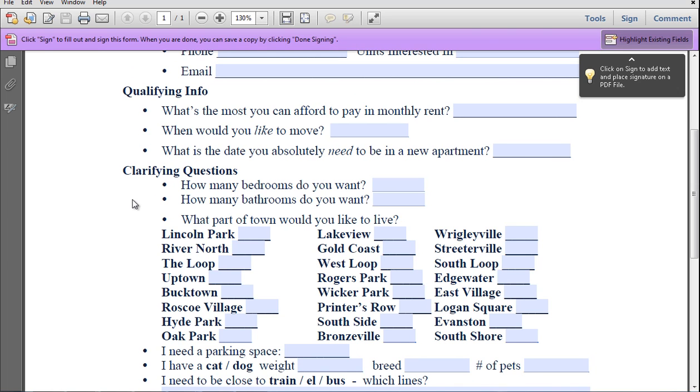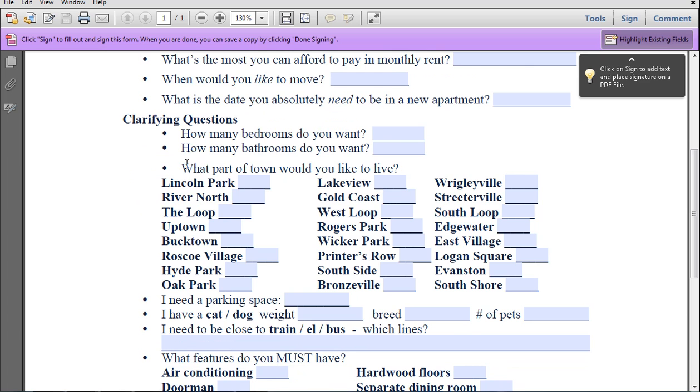Now a lot of times they'll give you two answers too. They'll say, well, I'd really like 2 bedrooms. And you say, okay, well, are you okay with 1 bedroom, or you do have to have 2? Okay. And then the bathrooms are probably less important, but you may want to ask, 1 bedroom, 1 bathroom, 2 bathrooms, etc. Now, the next question is, what part of town would you like to live in?